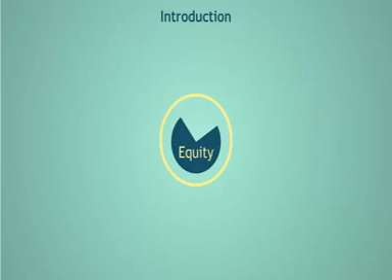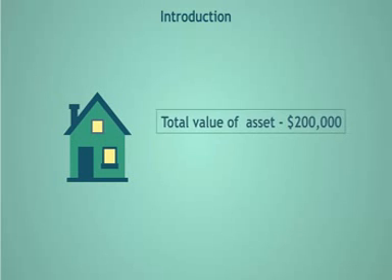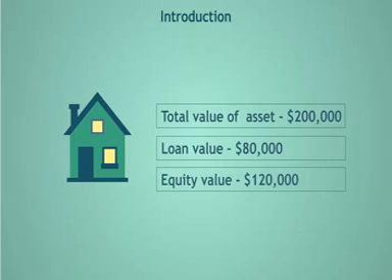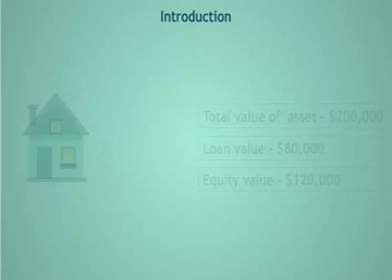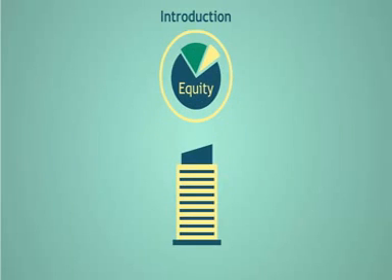Equity, as we know, represents ownership in a firm or an asset. For instance, the owner of a house worth $200,000 that has $80,000 in mortgage loan is said to have $120,000 in equity. Equity, also known as stock, represents ownership interests in corporations.